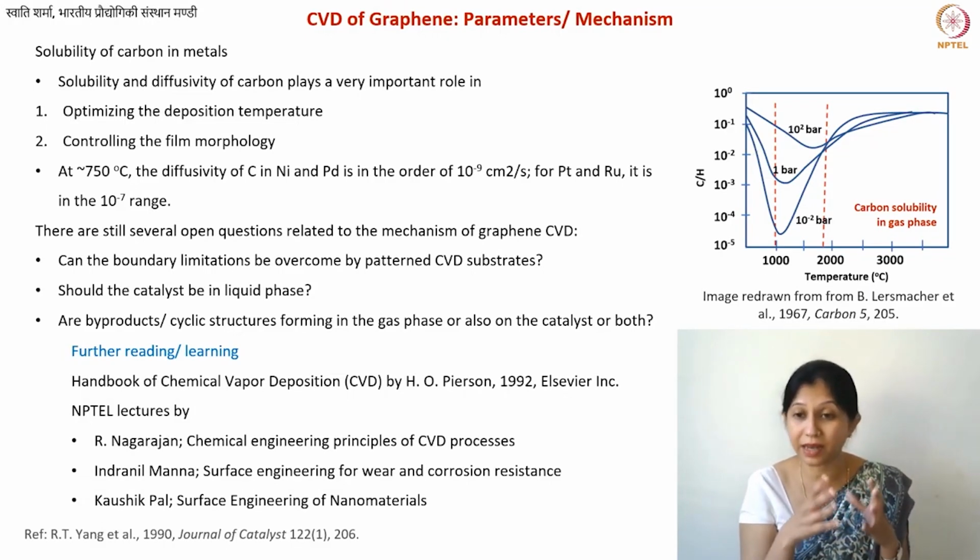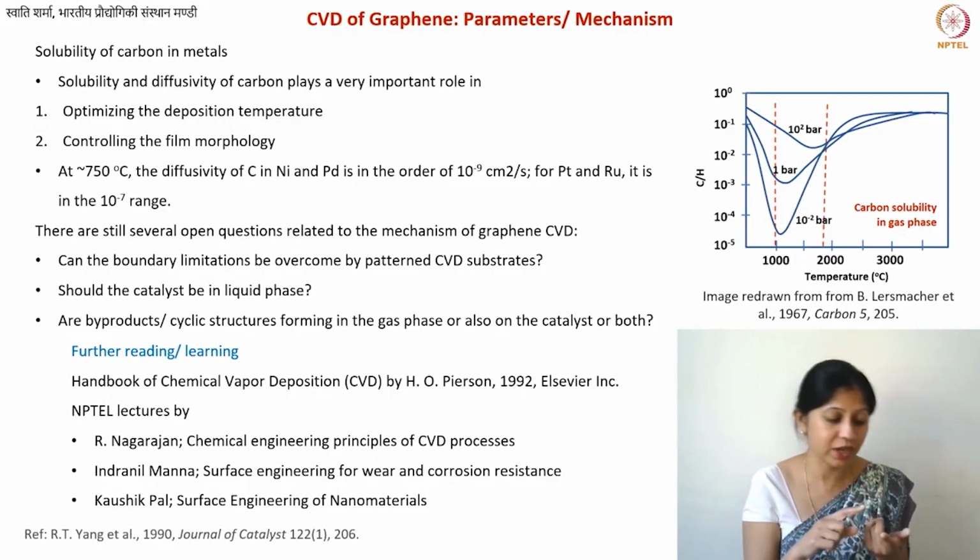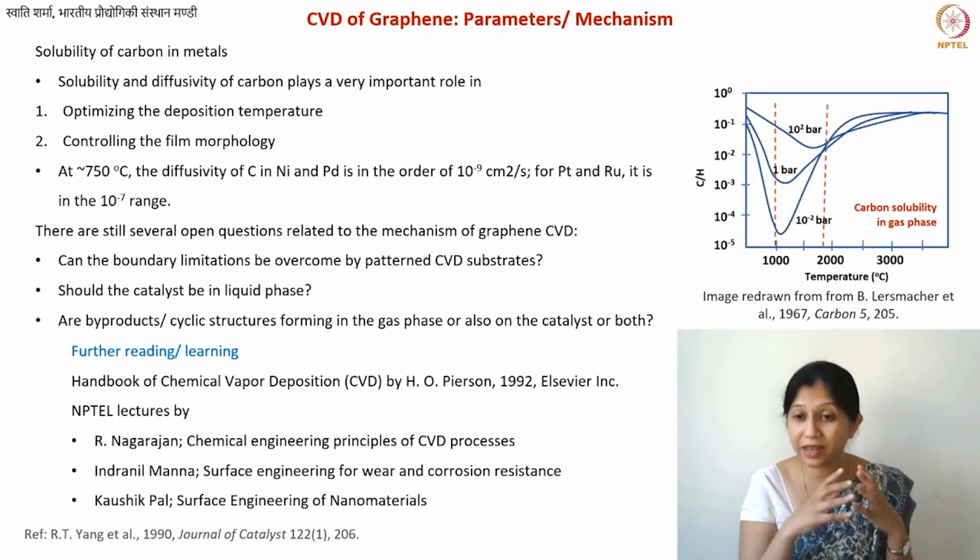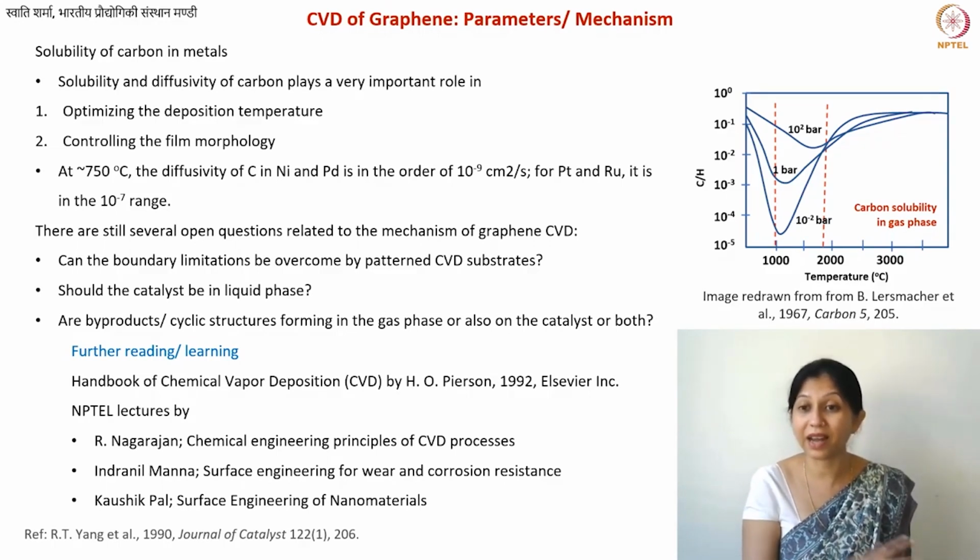There are various NPTEL lectures on the chemical vapor deposition process itself, and there are many parameters that I have not covered. Also, not just chemical, but also physical vapor deposition and plasma enhanced. There are various vapor deposition techniques, and some of these lectures cover the entire range of them. That is something I recommend that you read. In the beginning, I also mentioned this handbook of CVD. That is also very useful, and I was able to get some information from there. Of course, you can also find your own resources.